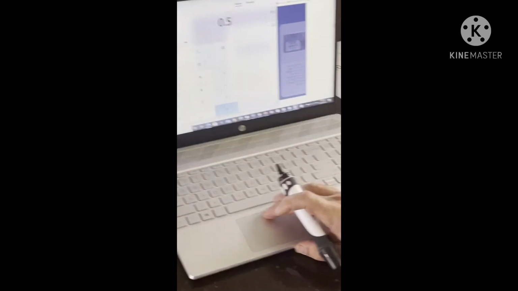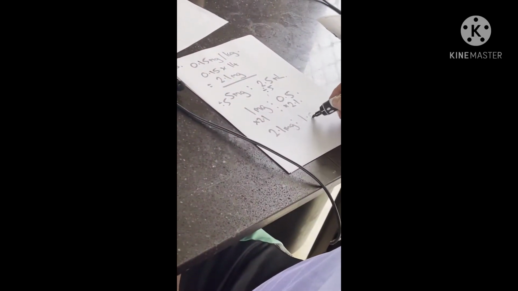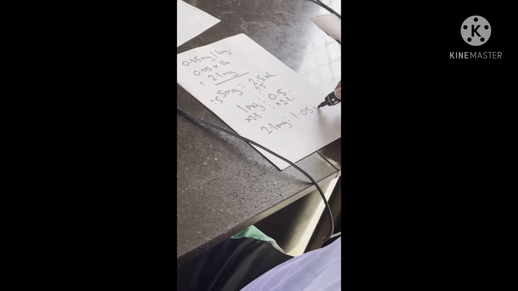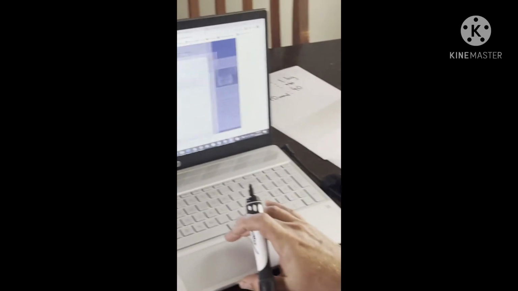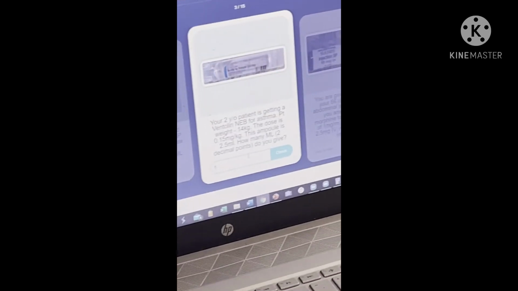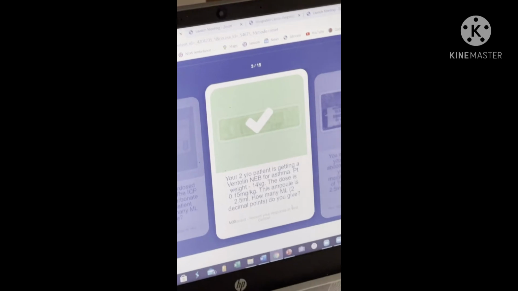And I'll just clear this. And then 0.5 times 2.1 equals 1.05 mil. So if I jump into my answer and go 1.05, check that, and we're right.